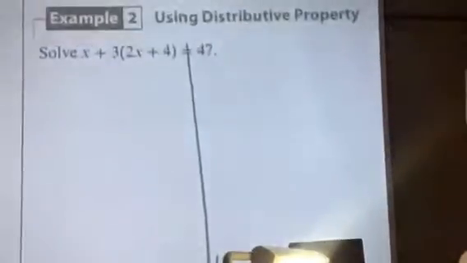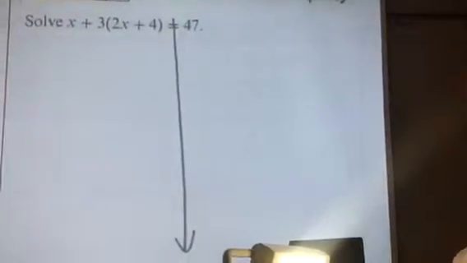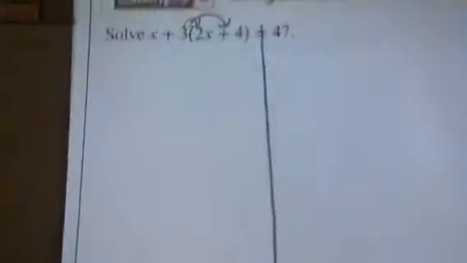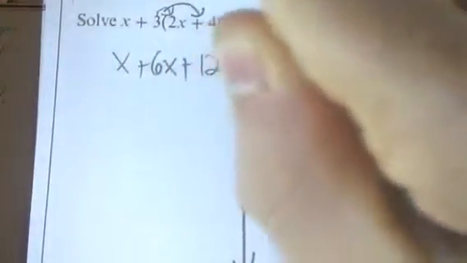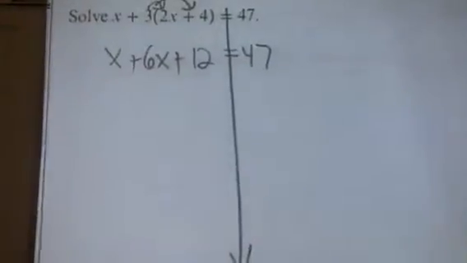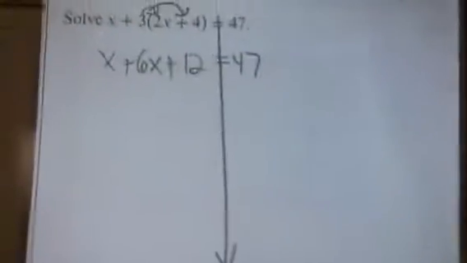Here, there's something I can clean up on the left side. What I can do is distribute before I start solving. So I drop down this x. I've got 3 multiplied by 2x. 3 times 2x gives me 6x, plus 3 times 4 gives me 12, equals 47. Okay, I distributed before I could solve this equation.